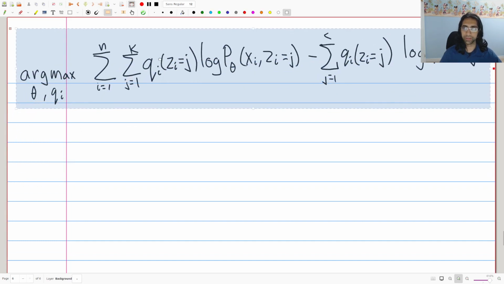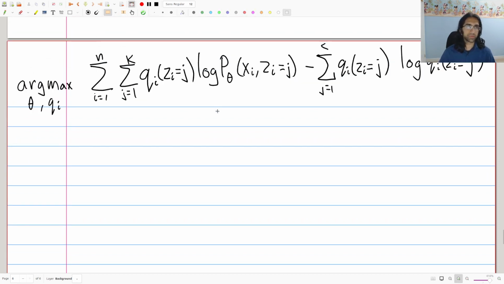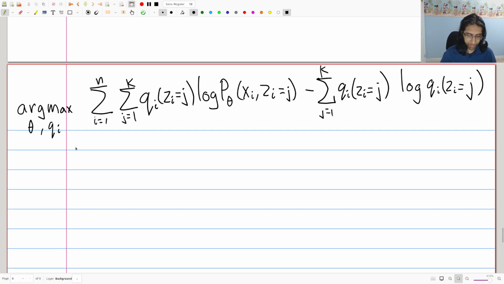Okay, let's move on to the next page, and I'll just keep this at the top because this is our goal. And let's discuss how we're going to optimize this step by step, just by swapping between the two. There are two steps, the expectation step and the maximization step. So let's write them down and derive them. The E step, as we'll call it, is when we fix theta and then we optimize the QIs.